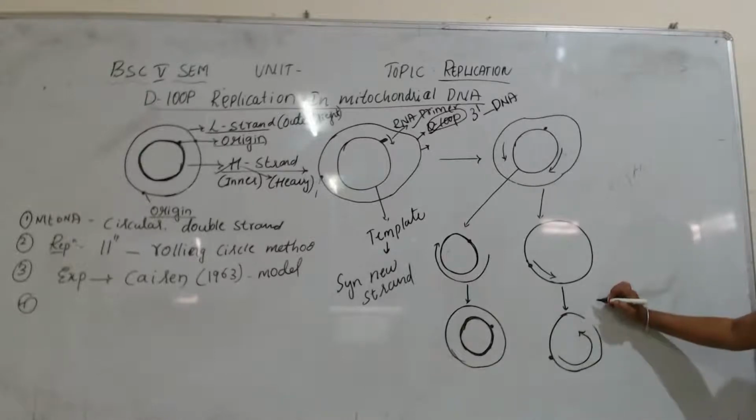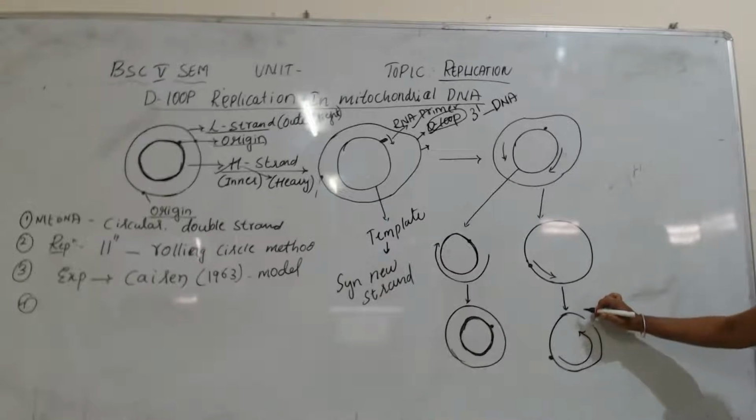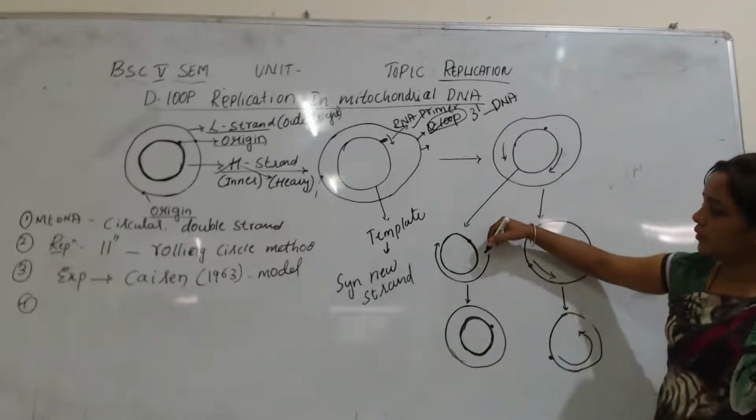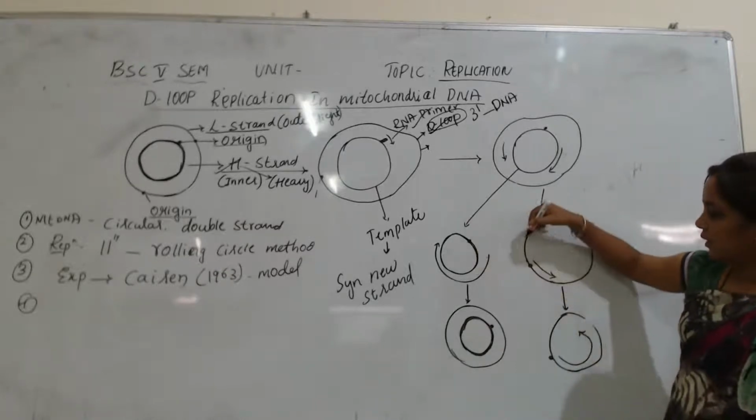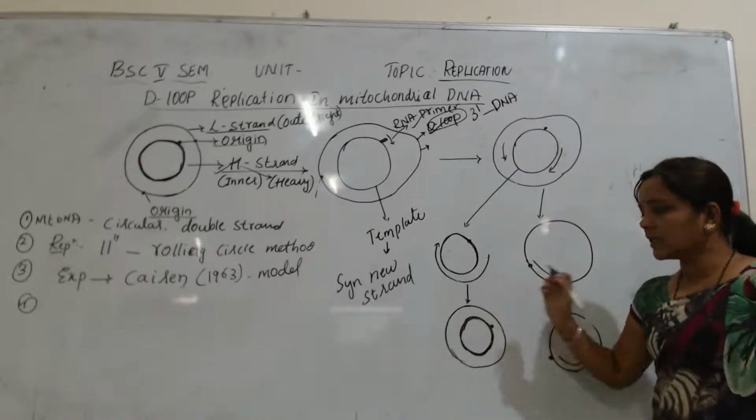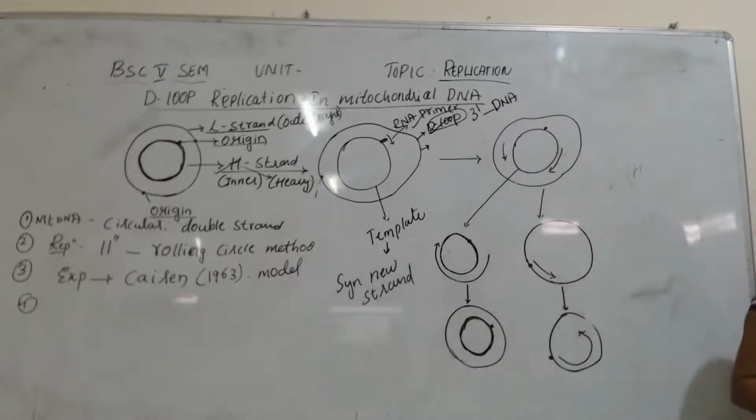Now here the L strand acts as a template. The new strand forms the H template. See here, this is H, right? H will give rise to L. L will give rise to H by replication. Both act as a template, by forming the DNA template L strand. Next.